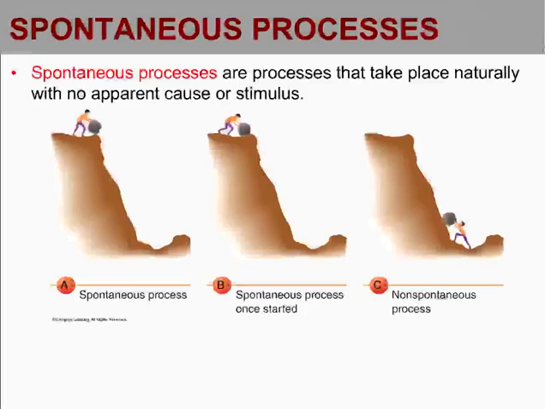So spontaneous processes are those that take place naturally with no apparent cause or stimulus. So one physical example, let's say someone is rolling a rock and they want to roll that rock down a hillside. So if they tip that rock, it's going to spontaneously roll down the hill.